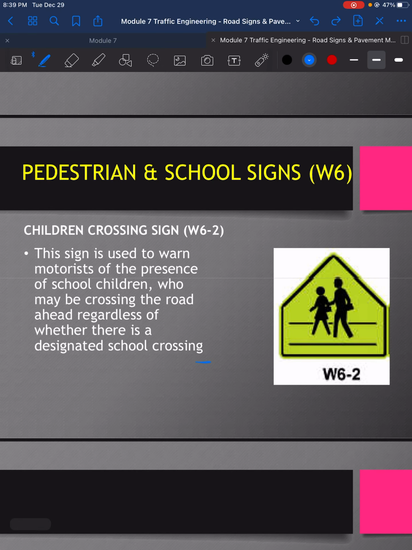Children crossing sign or the W6-2, this sign is used to warn motorists of the presence of school children who may be crossing the road ahead regardless of whether there is a designated school crossing. So, yung mga madalas ginagamit yung part na yon ng kalsada as tawiran kahit na walang designated na markings.